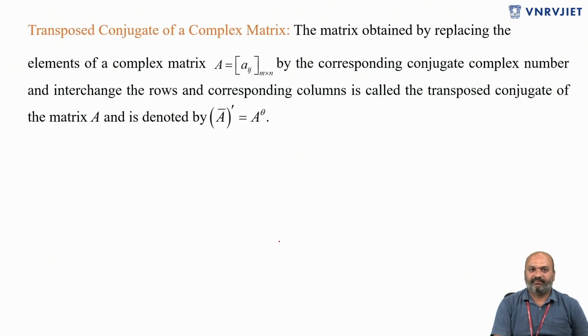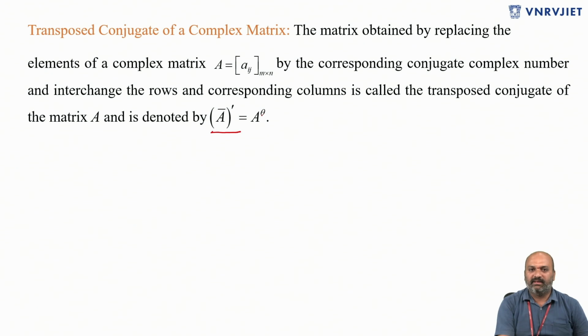Okay. Next, the transposed conjugate of a complex matrix. Already we just studied the conjugate of a matrix. Now the transposed conjugate of a matrix means, first we replace every element of the complex matrix with the respective conjugate element. Okay. And we interchange the rows and columns, we get the transposed conjugate of the matrix. The transposed conjugate of the matrix A is generally denoted by A theta.